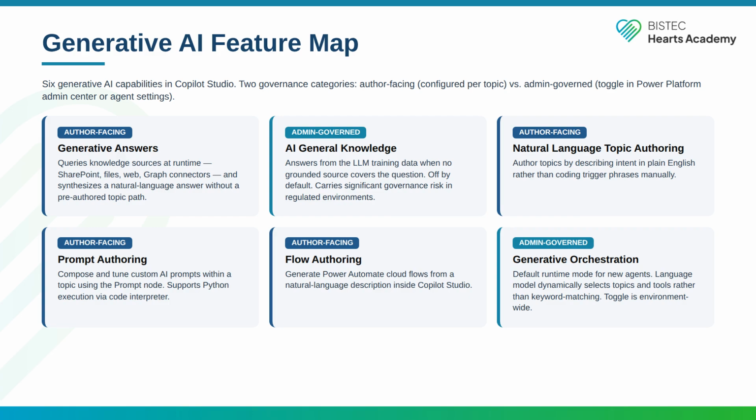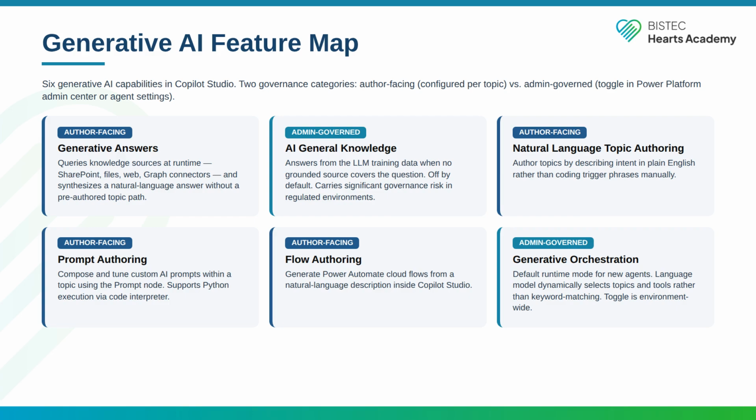Admin-governed capabilities are your direct controls. 2 capabilities fall here, and they are not symmetric, and that asymmetry is the governance challenge this session addresses. Generative orchestration is the default runtime mode for new agents and new environments. The language model dynamically selects topics and tools against user utterances rather than matching keyword trigger phrases. The governance control is an environment-wide toggle in the Power Platform Admin Center.